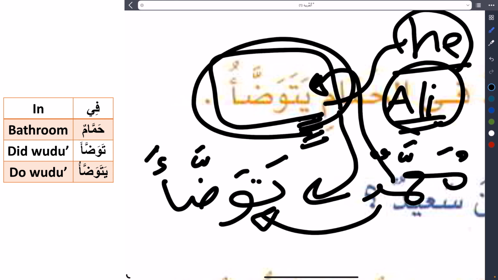So to do wudu or did wudu, we use these two verbs with he or a masculine name. But anything else, with me, with you, with they, with she, any other pronouns, we don't use these two, or we need to do a little change to these two. You don't need to know that now. Just know all about him.